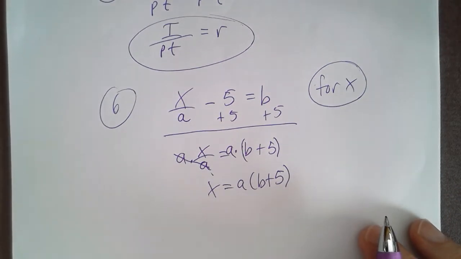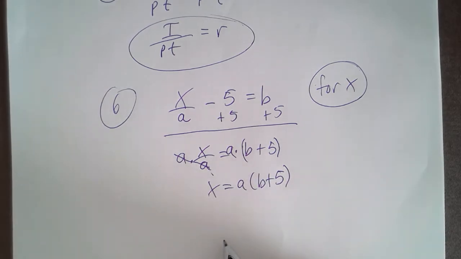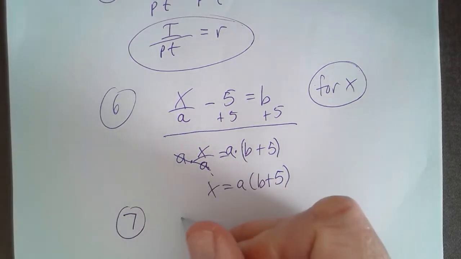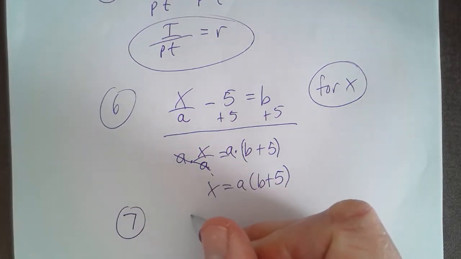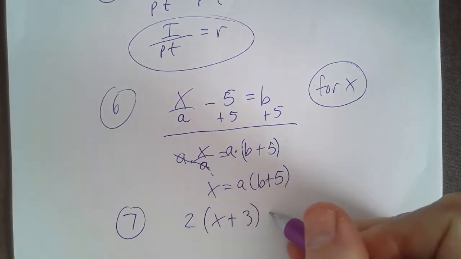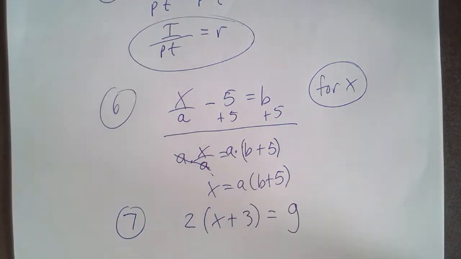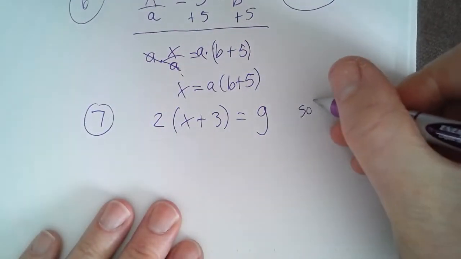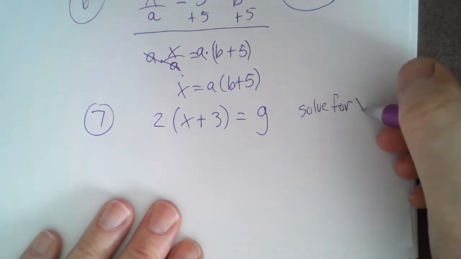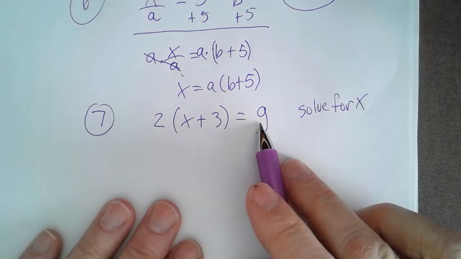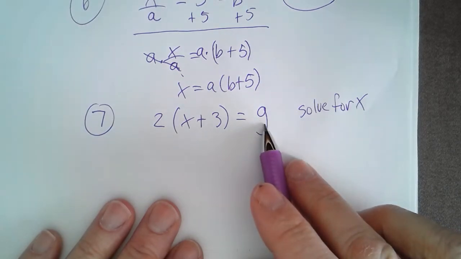Try this one here. Number 7. 2 times the quantity X plus 3 is equal to G. And we want to solve for X. So we get X by itself. That's a G, so it's not a number. So you're not going to be able to subtract a number from it. You have to represent it. So try that one.